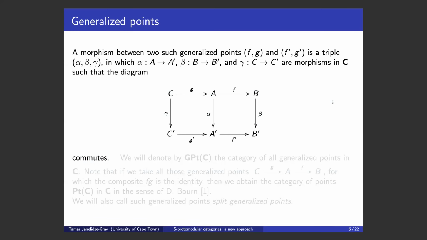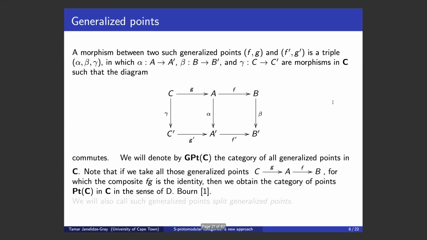We have another definition. What we want to do now is construct a category of generalized points, and of course, in order to do that, we need to define what a morphism is between such generalized points. And it's defined quite naturally. We define it component-wise. So it's a triple alpha, beta, gamma, as indicated in this diagram, such that both of these squares in the diagram are commutative. And in terms of notation, we're going to denote the category of generalized points by G, PTC.